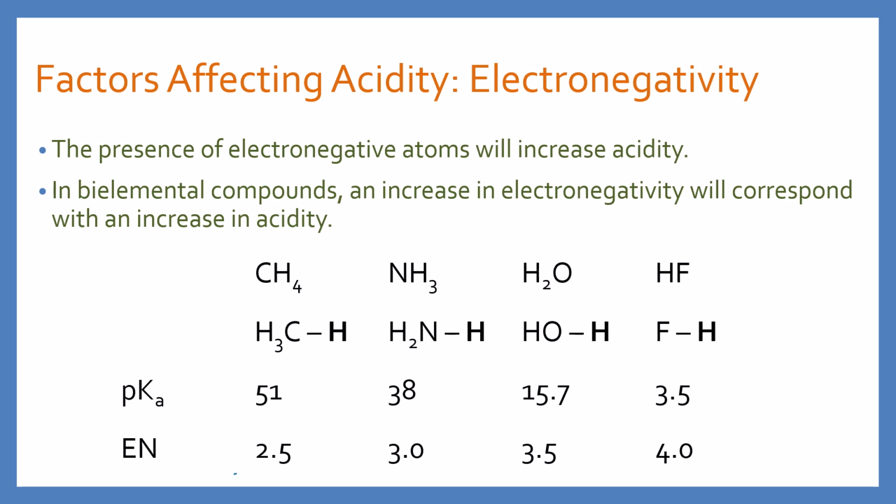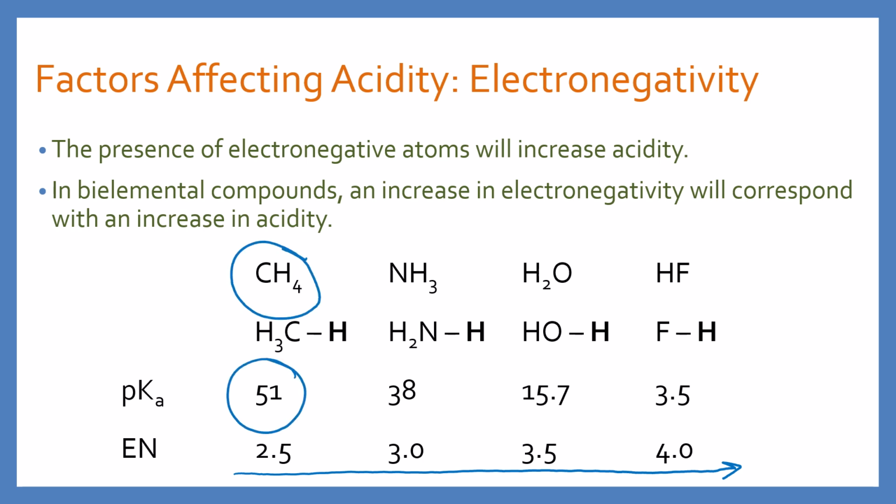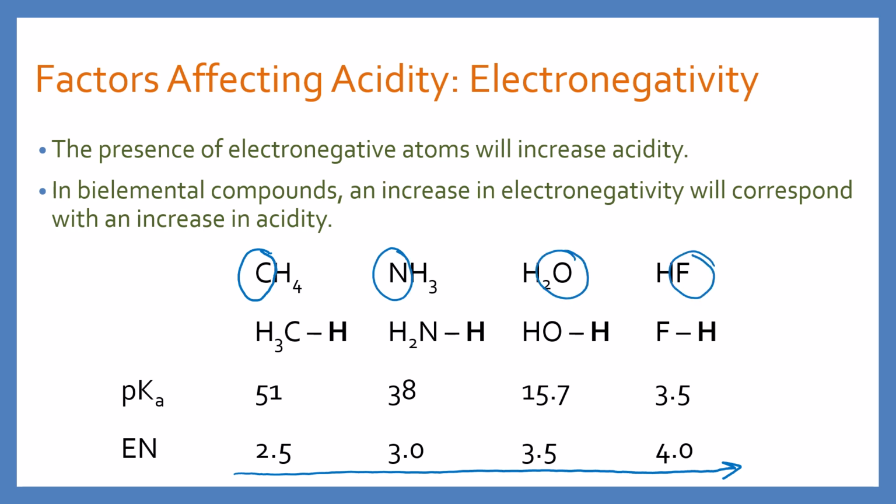So as we go across the table, we see the electronegativity values increase, and we also see the pKa's decrease. Notice that the pKa for methane is 51. Now, the way that this table is laid out, we're actually looking at a row of the periodic table from left to right. So we have, after boron, carbon, nitrogen, oxygen, and then fluorine. So you can look across a row of the periodic table and say with confidence that as you go across the periodic table, you are going to see an increase in acidity.